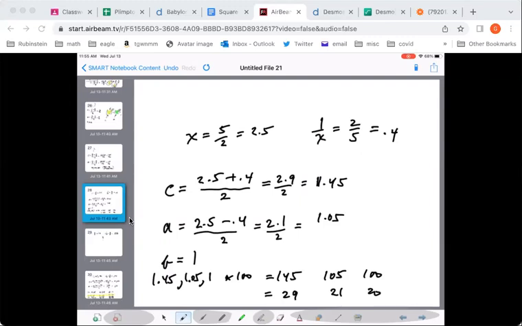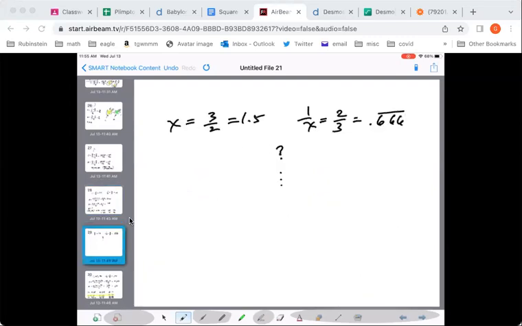5/2 is a good thing to choose. However, 3/2 is not. Because if you're using decimals, 3/2 is a terminating decimal, but its reciprocal, 2/3, is not a terminating decimal. In a base 10 world, 3/2 would not be very good.